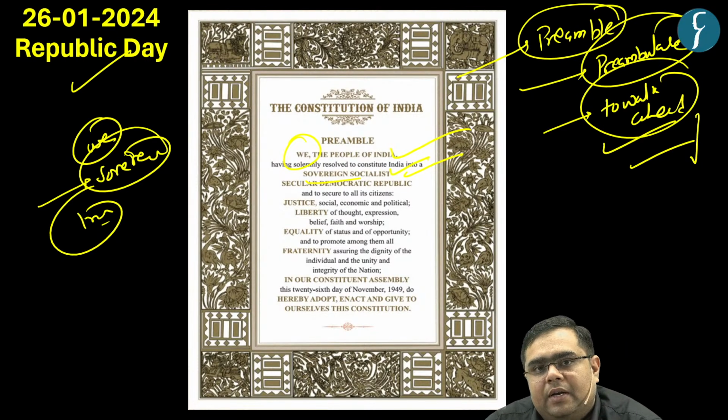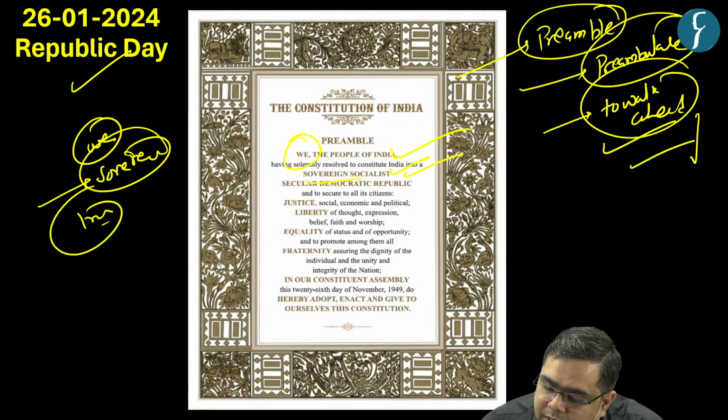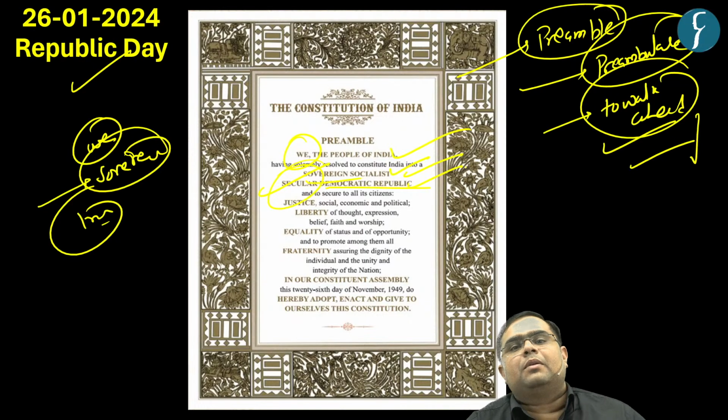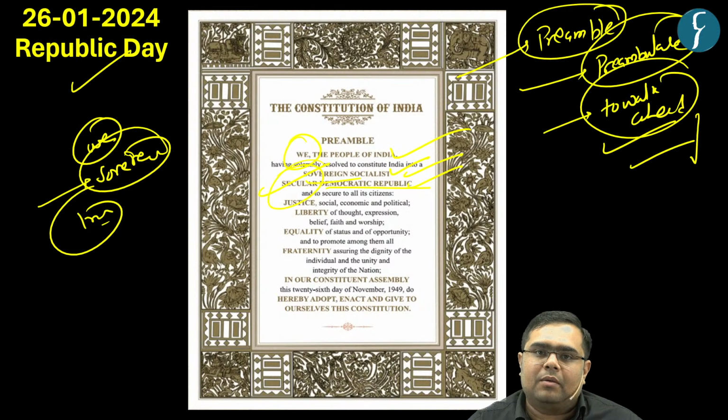Socialist, we already read about socialism in the context of former Bihar Chief Minister and Bharat Ratna Shri Karpuri Thakurji, right? Then secular means separation of religion from state. India has its own version of secularism, that is the principled distance model. Democratic, republic, what does republic mean? That the head of the state is not an ancestral post.